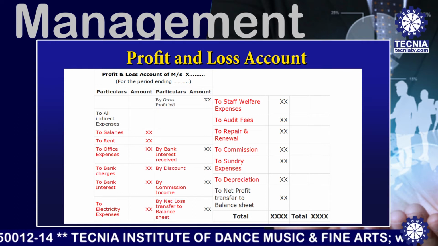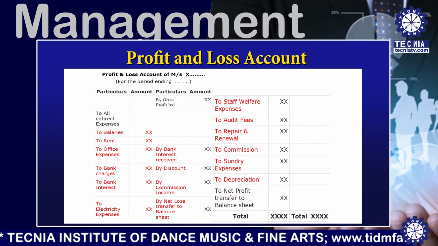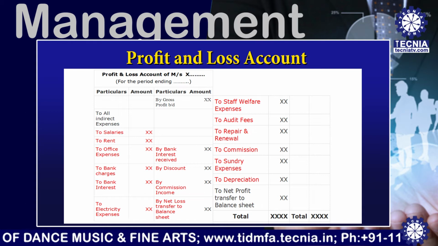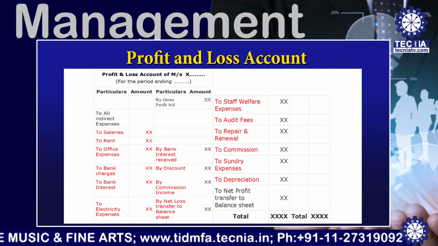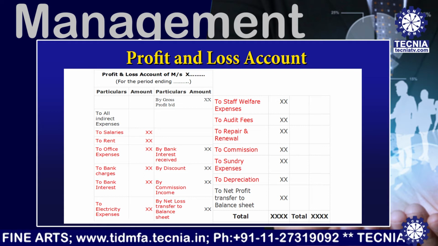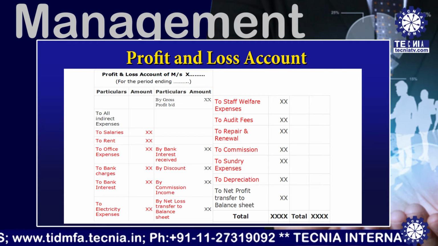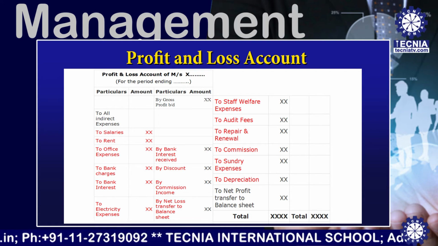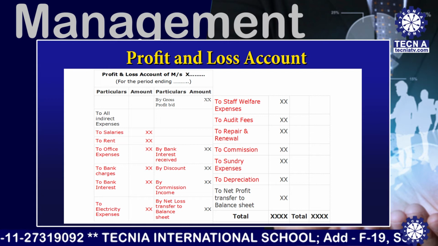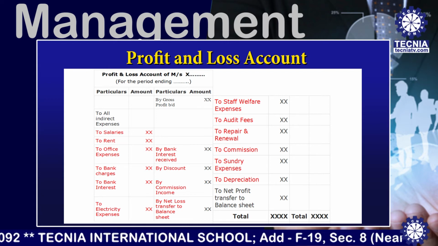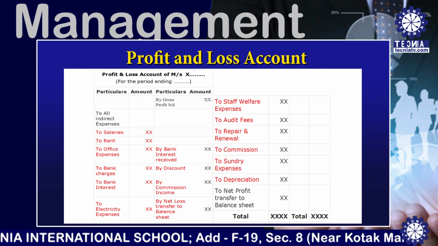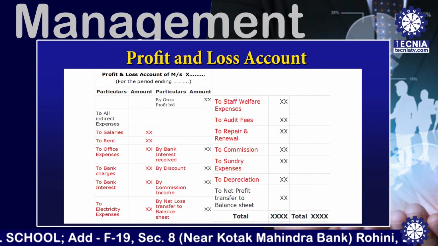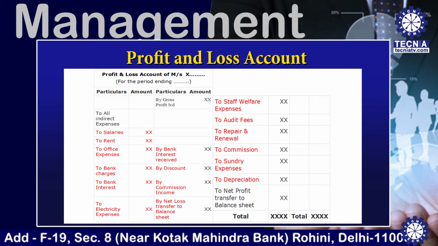And like the trading account, there are also two sides in a profit and loss account. On the debit side of the profit and loss account, you will write all the indirect expenses that are incurred, like salary, rent, office expenses, bank charges, interest paid, electricity expenses, staff welfare expenses, audit expenses or auditor fee, repair and renewals, commission incurred, sundry expenses, depreciation, and then you will record the items on the credit side.